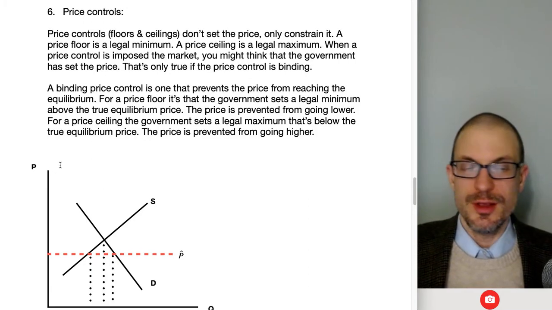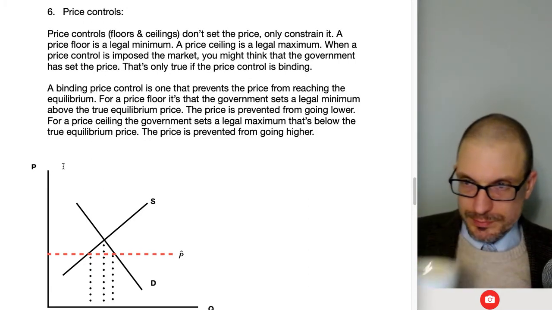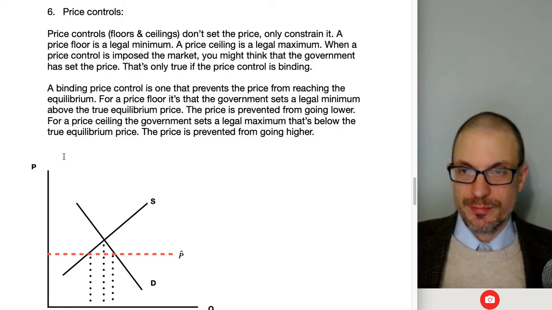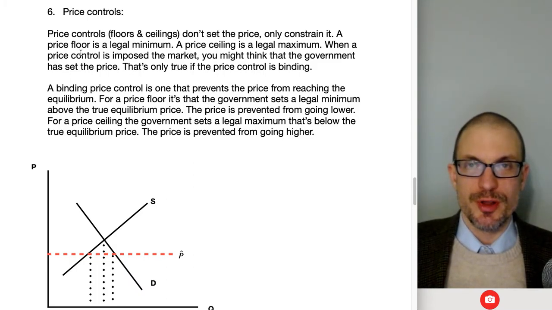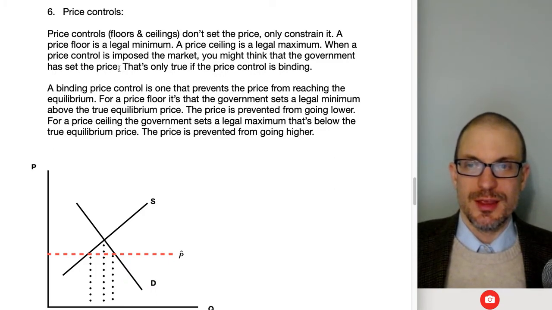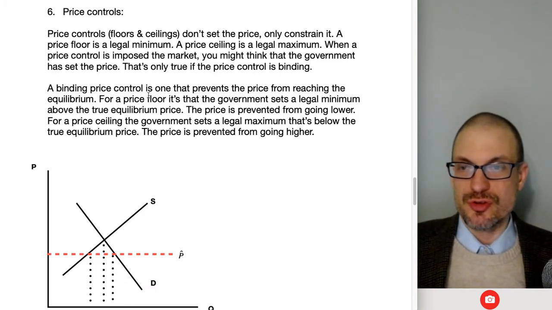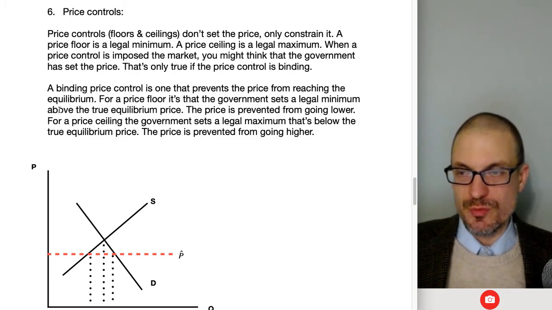All right, so with price controls, price floors and price ceilings don't set the price, they only constrain it. A price floor is a legal minimum. A price ceiling is a legal maximum. When a price control is imposed on the market, you might think the government has set the price. It's only true if the price control is binding, right? A binding price control is one that prevents the price from reaching the equilibrium.